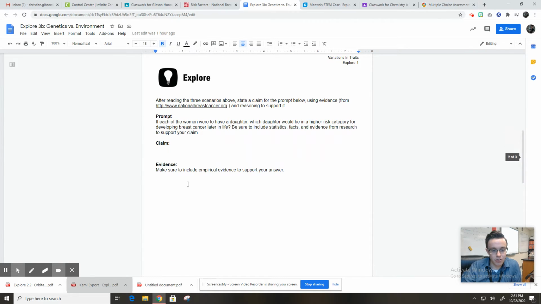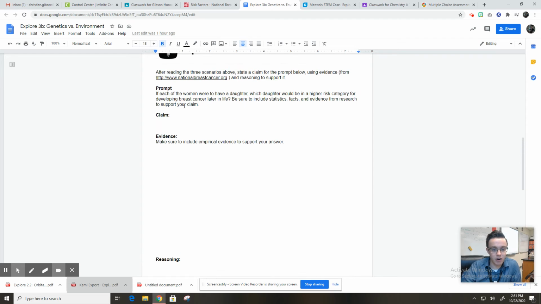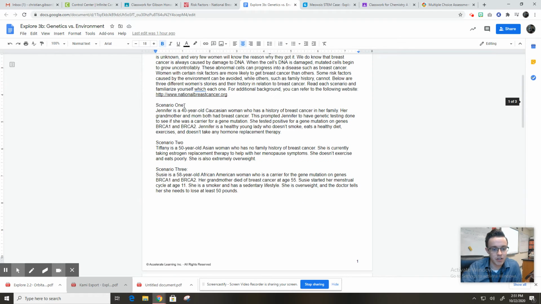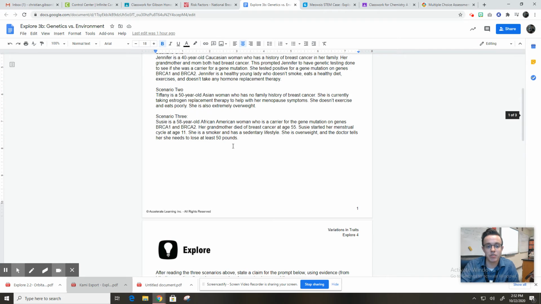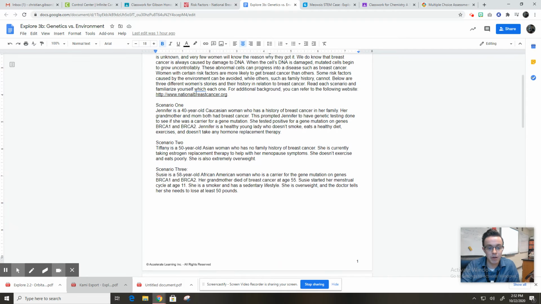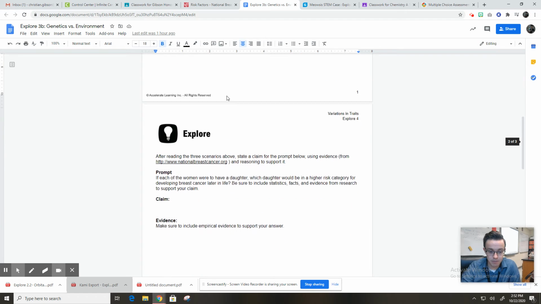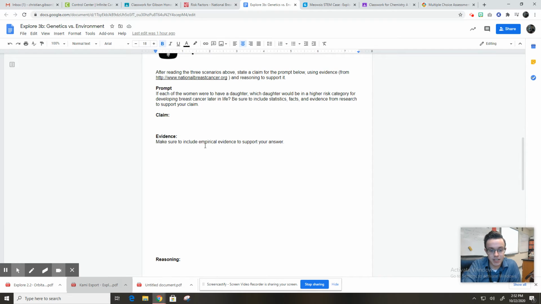Then you're going to come down here and you're going to write a CER. So your prompt is each of those women, okay, if each Jennifer, Tiffany, and Susie were to have a daughter, which of their daughters would be in a higher risk category for developing breast cancer later in life? Make sure to include statistics, facts, and evidence from the research, and I actually am going to require you to include evidence from the National Breast Cancer website, okay, for your CER.